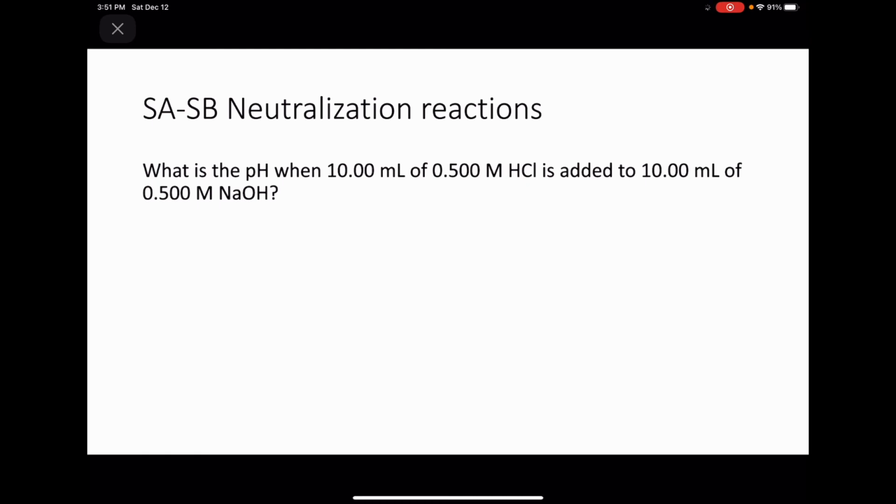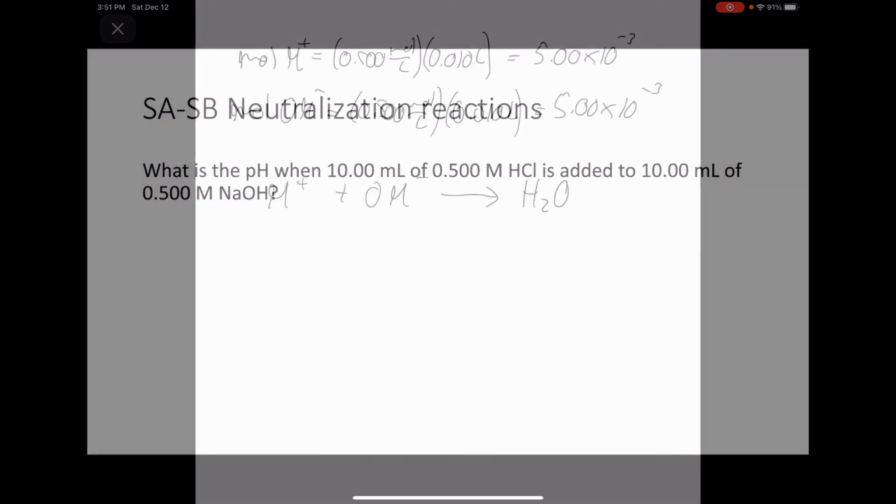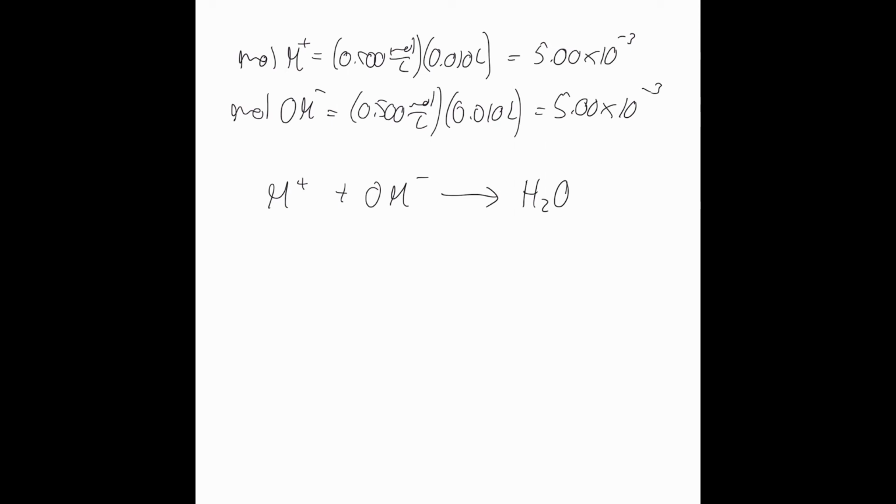10 milliliters of 0.5 molar HCl to 10 milliliters of 0.5 molar sodium hydroxide. Let's figure out what the pH would be at the end of this reaction. So now we take a look at this problem where we'll work through, and I've already written out where we have the moles of H plus.